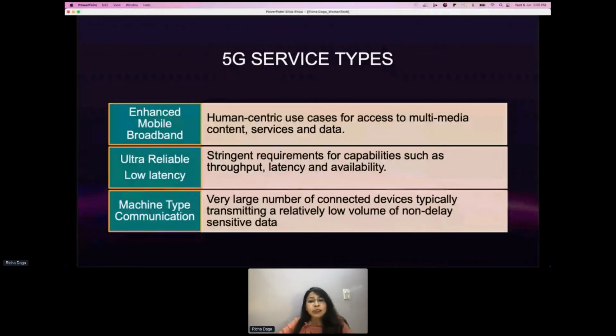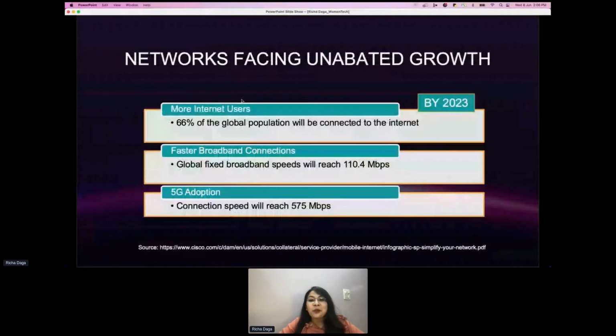So now coming to the main point. We discussed these 5G service types. This is everything that is the magic of 5G which is brought to us. But why are we talking about network modernization? So what is the need of it? Aren't our existing networks enough to achieve all of the requirements of today's digital world? So I believe not. Here are some of the statistics.